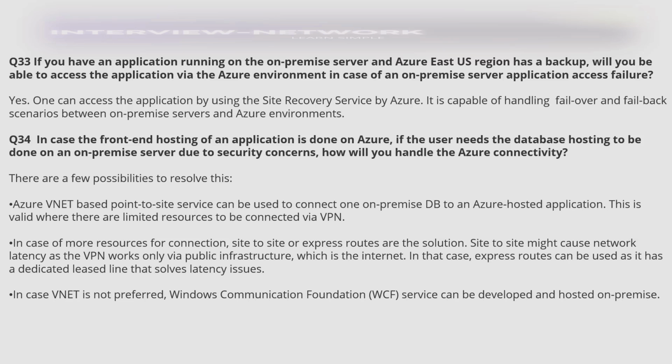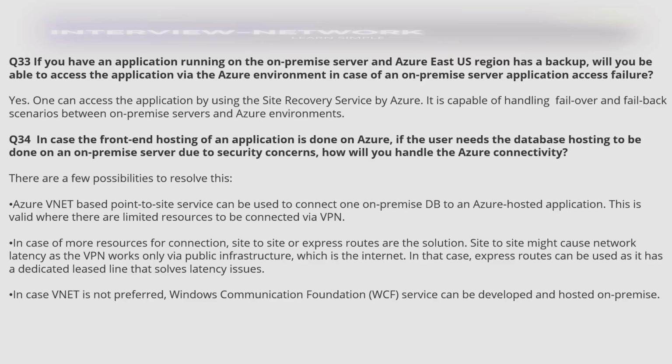If you have an application running on the on-premises server and Azure East US region has a backup, will you be able to access the application via the Azure environment in case of an on-premises server's application access failure? Yes, one can access the application by using the Site Recovery service by Azure. It is capable of handling failover and failback scenarios between on-premises server and Azure environments.